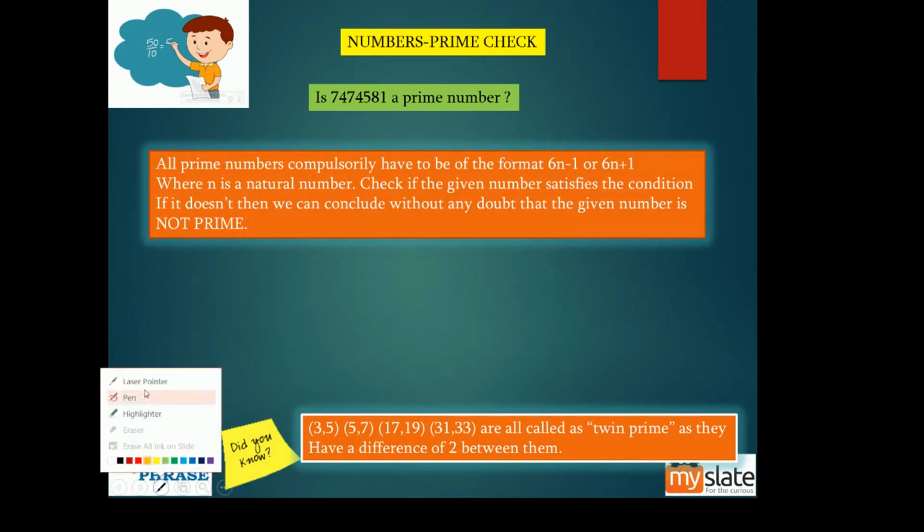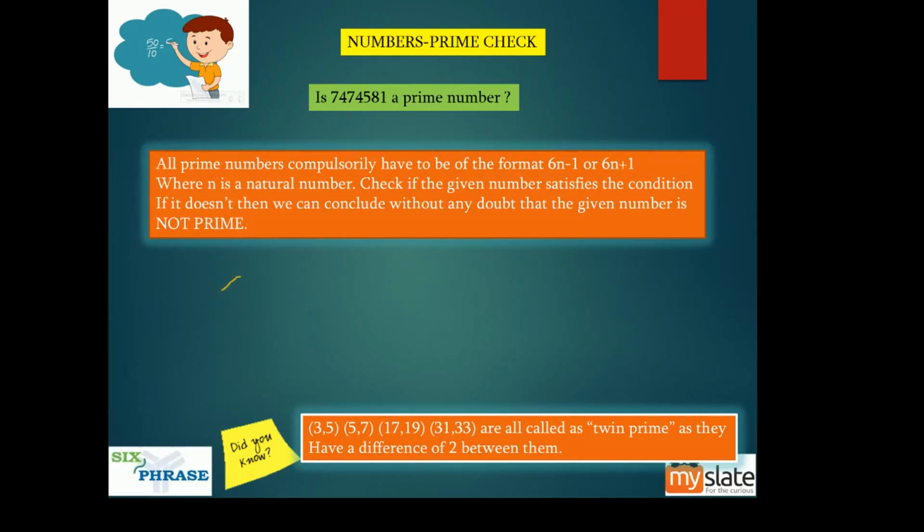Now 6n minus 1, so 6 times 1 minus 1, and 6 times 1 plus 1. Now replace 1 with 2, replace 1 with 3, replace 1 with 4. If you do that, what happens? This is 5 and this is 7. You know both 5 and 7 are prime numbers. So all numbers of the format 6n minus 1 and 6n plus 1 are of importance to us.